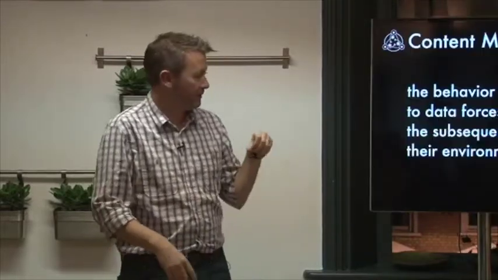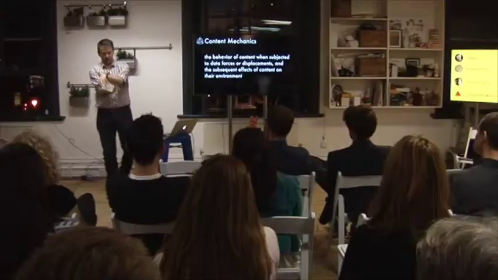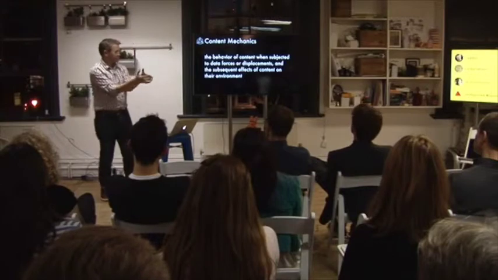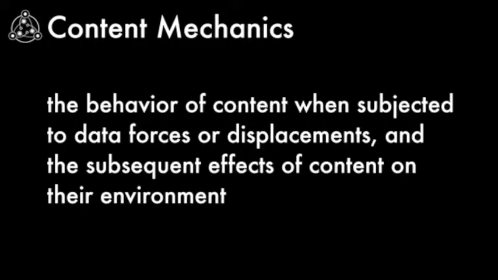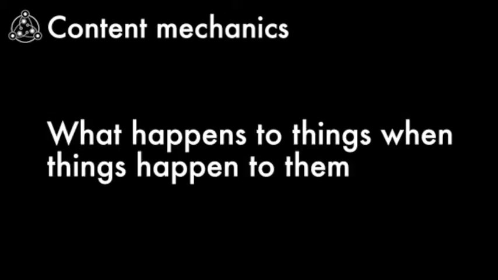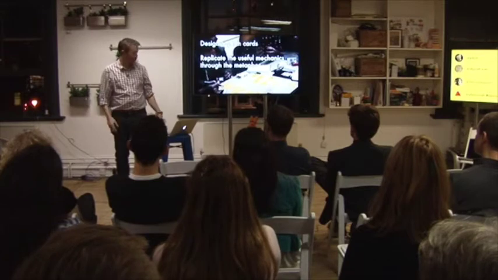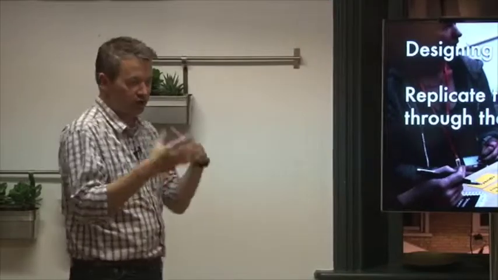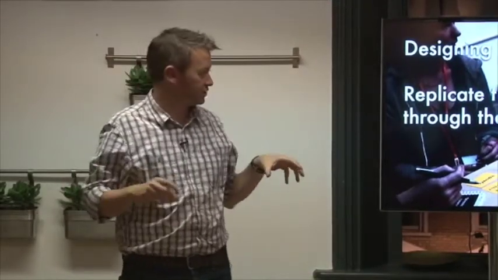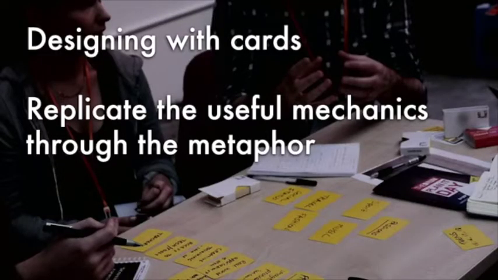If we were just parsing that Wikipedia definition, we've almost got a content mechanics here: the behaviour of content when subjected to data forces or displacements, the subsequent effects of content on their environment. Basically, what happens to things when we're designing them when things happen to them? What moves, what shifts? If we are designing with cards, when we're trying to design with this internet card system, what we're trying to do is replicate the useful mechanics through the actual metaphor we use when designing things.